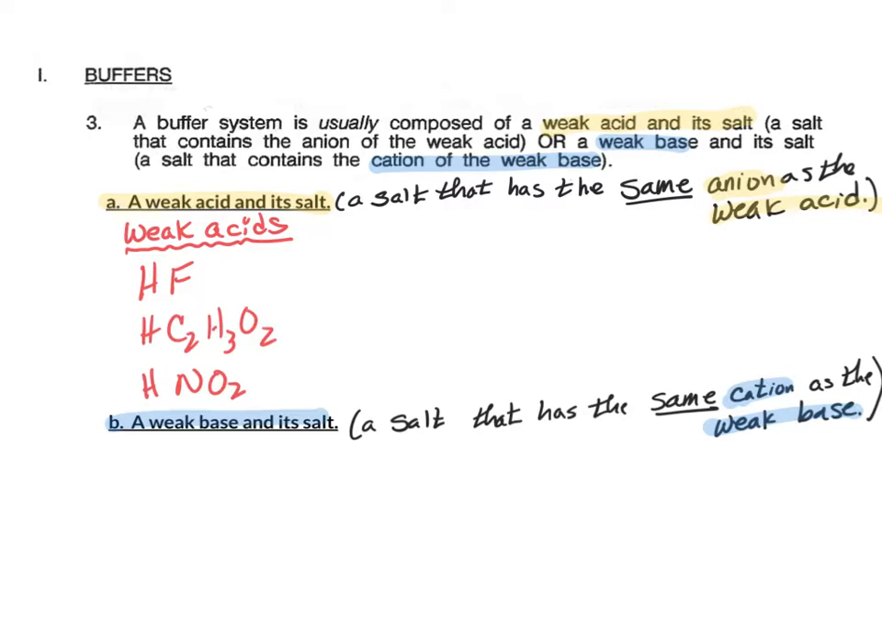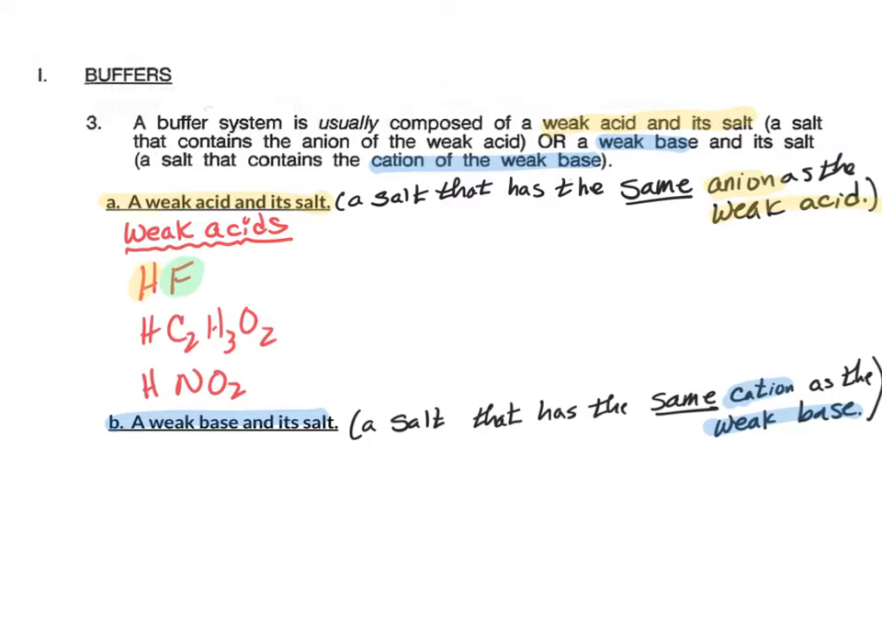So now what is its salt? So let's start with HF. So HF is a weak acid and its salt is any salt that contains an anion of that weak acid. So the anion is the negative charge. That's the part that makes it weak when we talk about a weak acid. So we know the H says, hey, that's an acid.